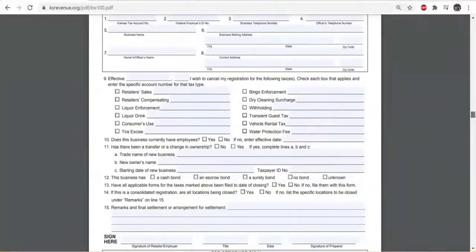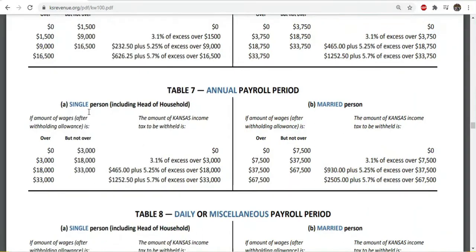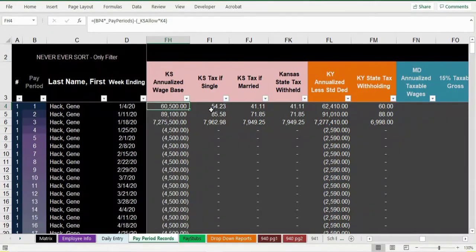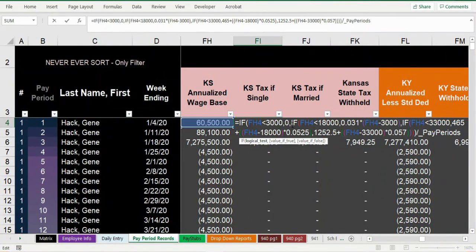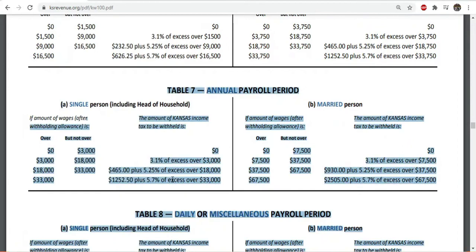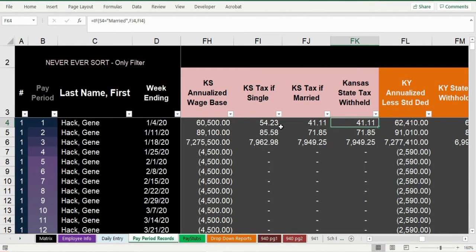They have one table for married and one table for single, and we'll look at the annual one, which is right here. This is just a pretty simple formula. When you convert this formula into Excel, it looks something like this. It's a nested IF formula. It says, if the wages are less than 3,000, do this. If they're less than 18,000, do this, and multiply the residual times 3.1%. It goes through the whole table for whether they're single or married, and it picks whichever status they chose, and you have your tax done.